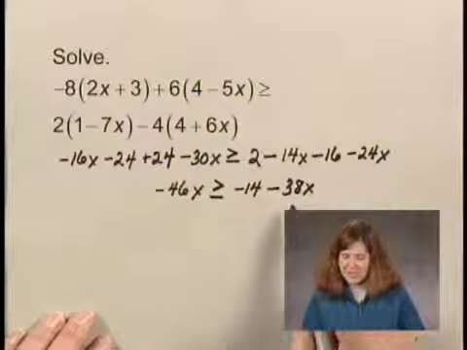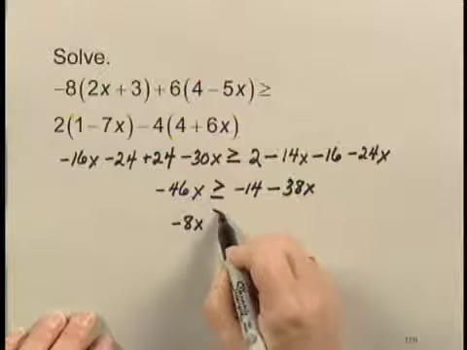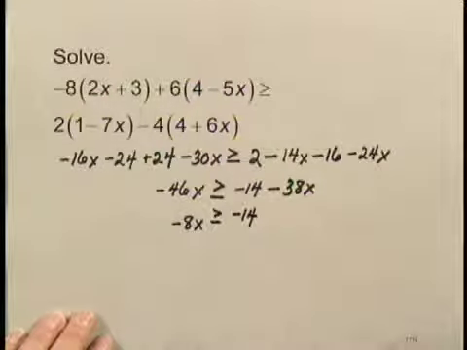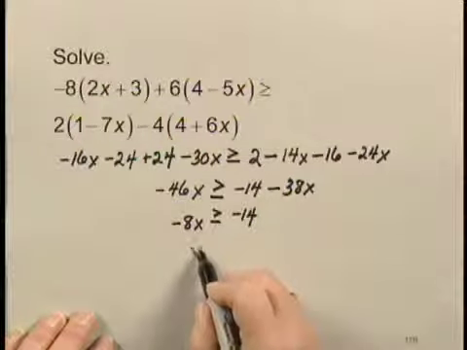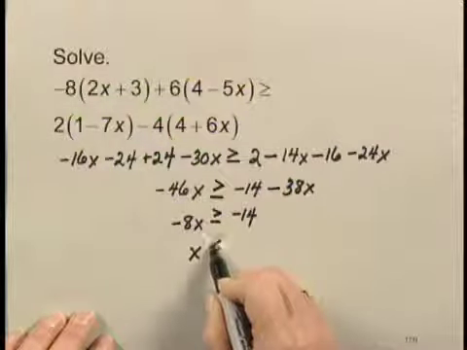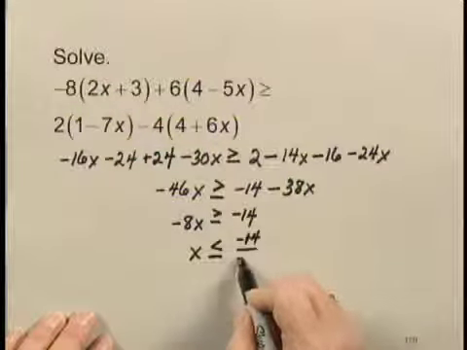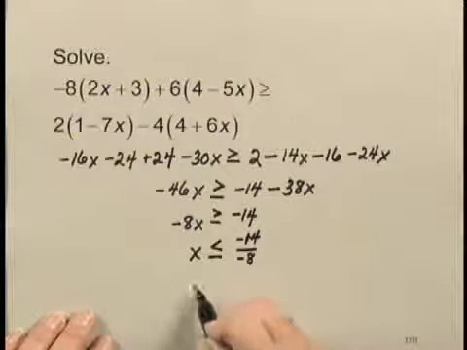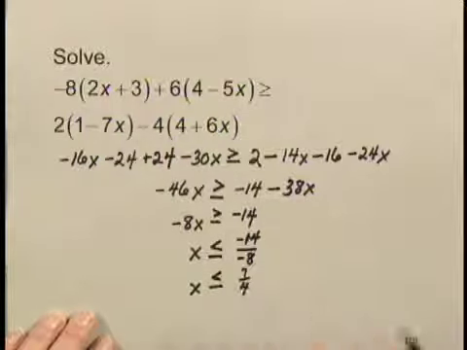Now let's add 38x to both sides of the inequality, and I have negative 8x is greater than or equal to negative 14. And now I want to divide on both sides by negative 8. In order to divide or multiply by a negative number when we're dealing with an inequality, we need to reverse the direction of the inequality. So dividing by negative 8, I get x is less than or equal to negative 14 over negative 8, or x is less than or equal to, simplifying, 7/4.